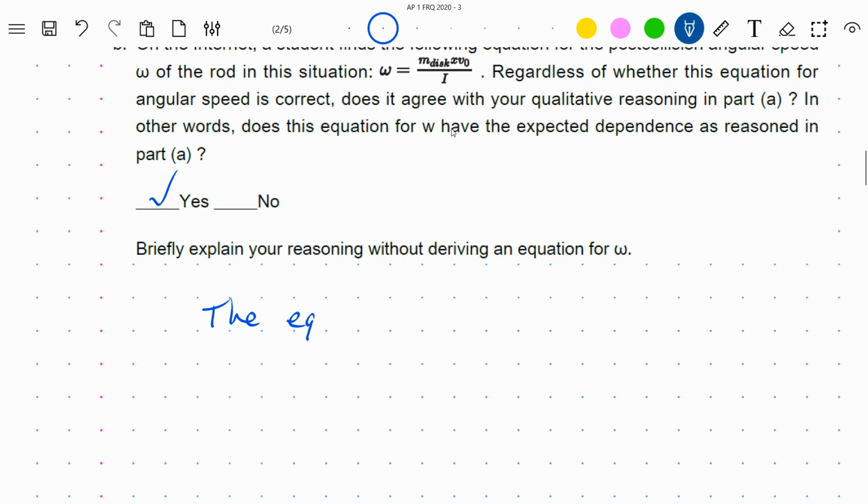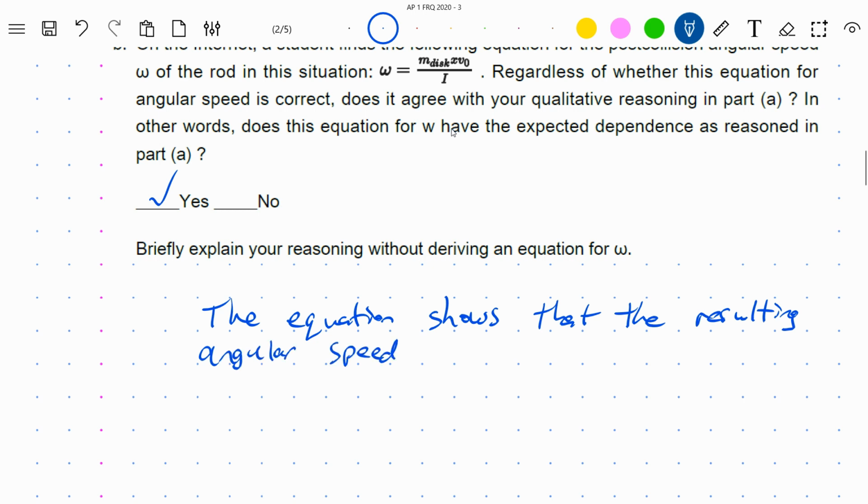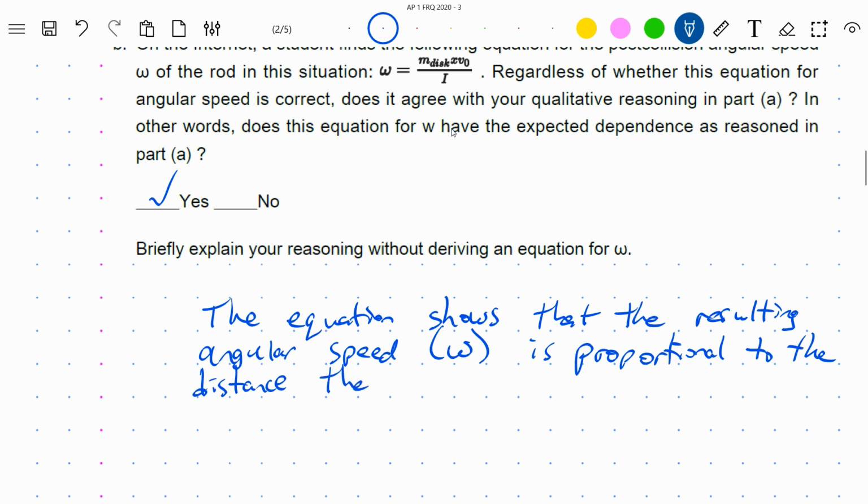The equation shows that the resulting angular speed, omega, is proportional to the distance that the disk hits the rod from the pivot.